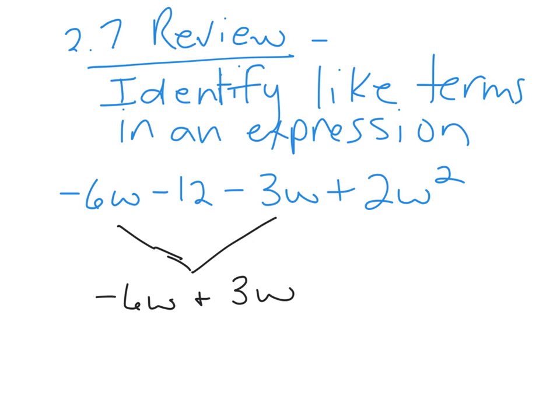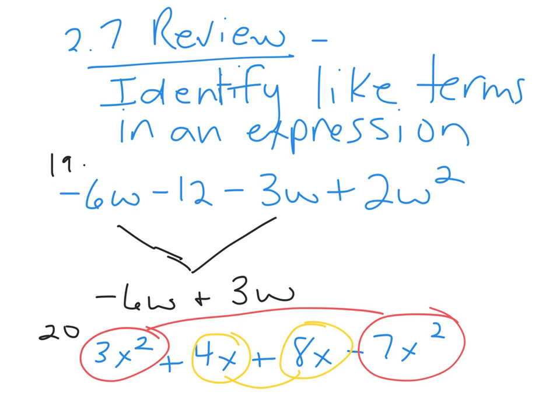So we're going to jump to 2.7 review, and this lesson was to identify like terms in an expression. So like terms would be negative 6w and 3w. Those are like terms. There's no other anything like 12, and there's nothing like 2w to the second power. So those would not be like terms. And so in this case, the answer would just be 6w plus 3w.